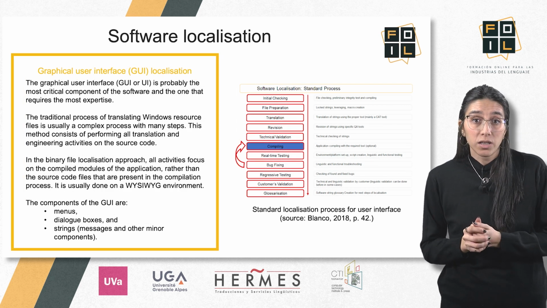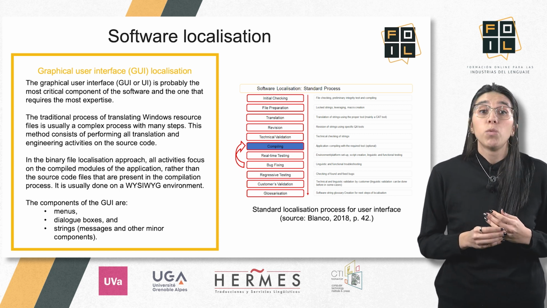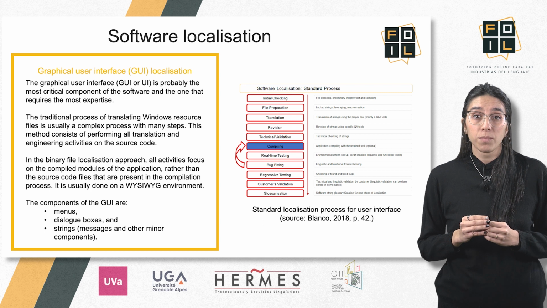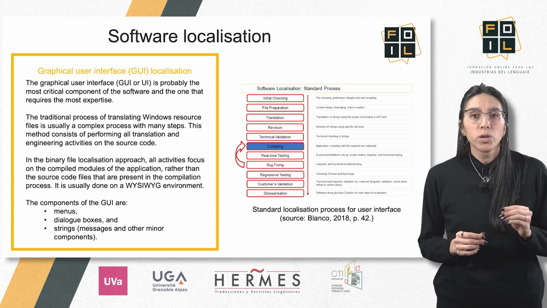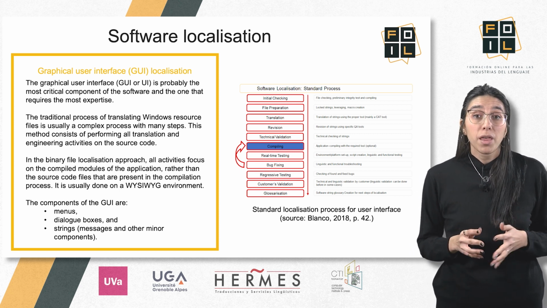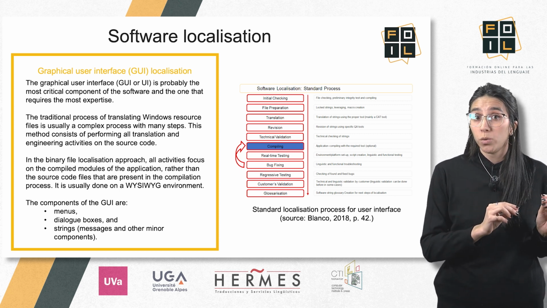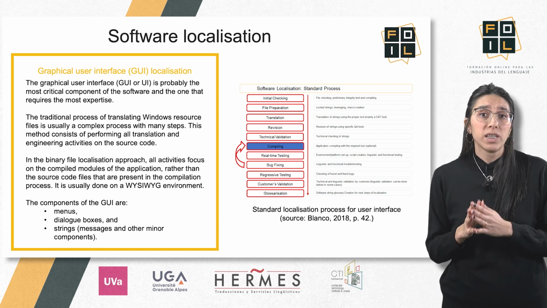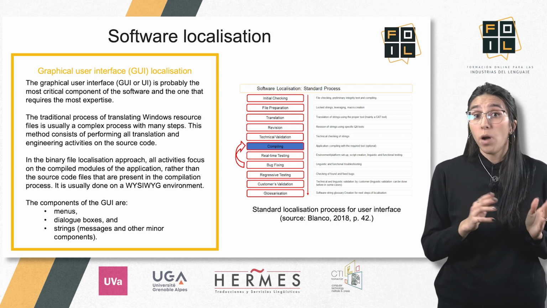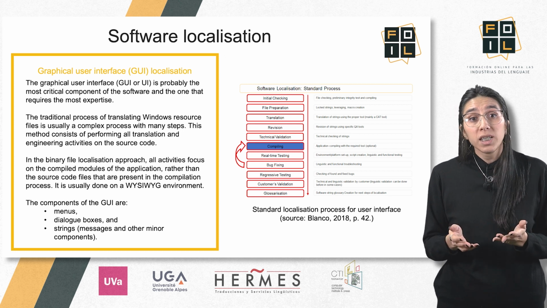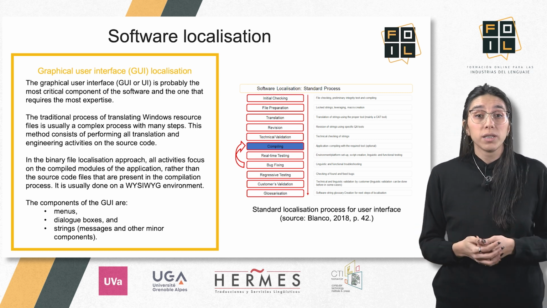In software localization, the graphical user interface is probably the most critical component of the software, and the one that requires the most expertise. The traditional process of translating Windows resource files is usually a complex process with many steps. This method consists of performing all translation and engineering activities on the source code. In the binary file localization approach, all activities focus on the compiled modules of the application, rather than the source code files that are presented in the compilation process. It is usually done in a what-you-see-is-what-you-get environment.